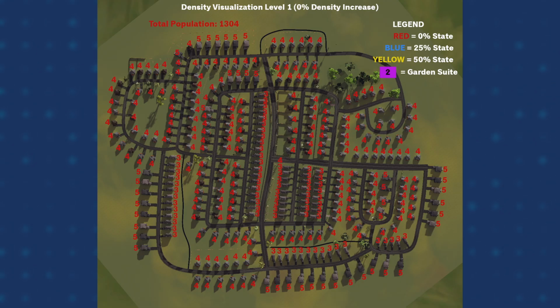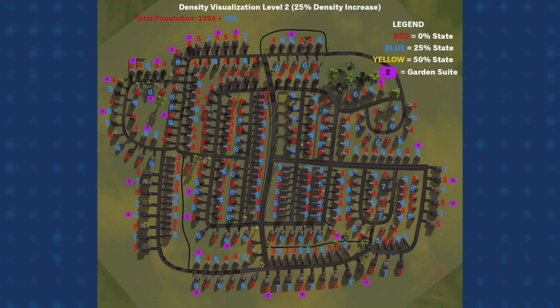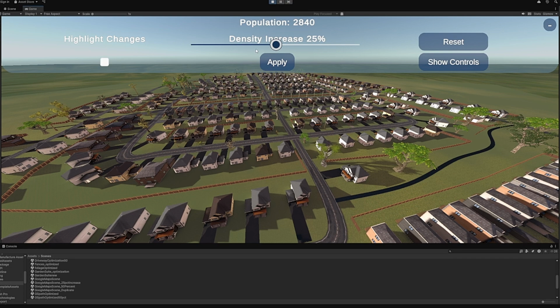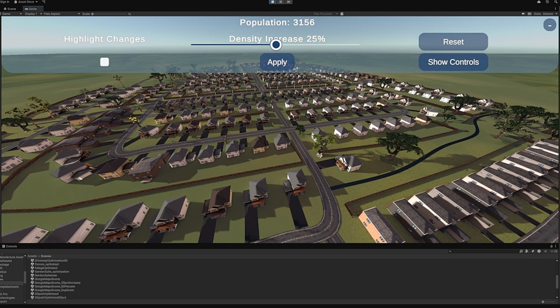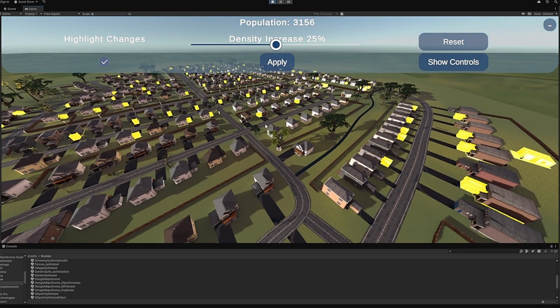The experience was built to account for 3 population changes. You start with the way the neighborhood is today, and then are able to see how housing in that area could change if the population were to grow by a percentage amount.